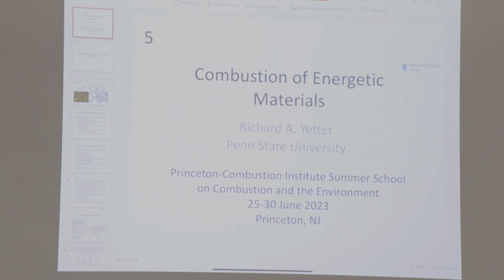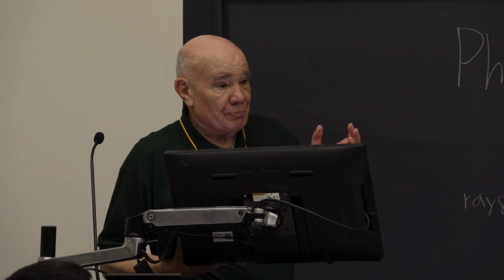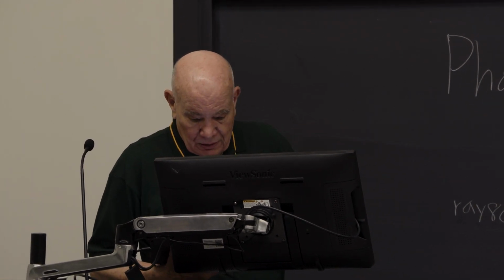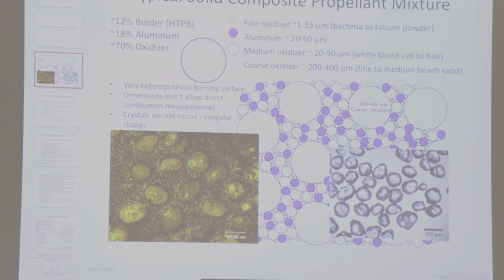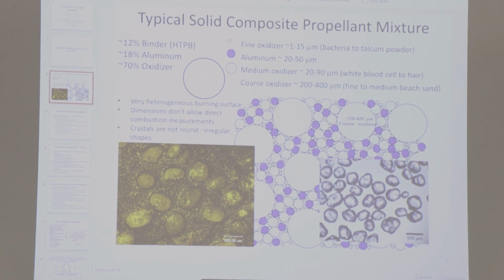Okay, so, I've talked about the oxidizers, a little bit about binders. I now want to talk about composite materials and models for them and how they burn. Okay? So if I look at a typical solid composite propellant mixture, and this based on ammonium perchlorate, this is what I might have.